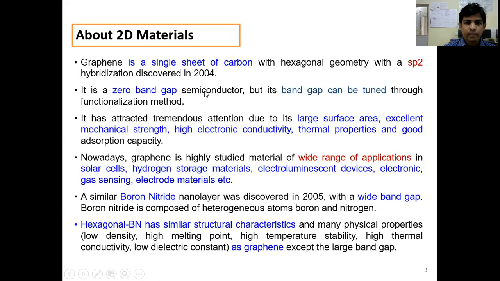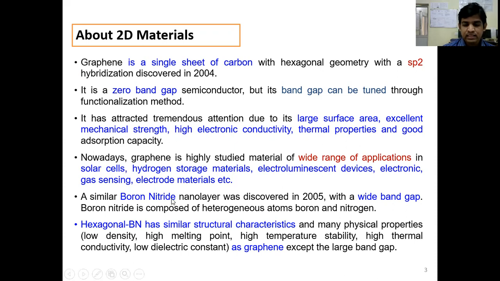As you know, graphene was discovered in 2004. Even being a semiconductor, it shows a zero band gap, and it has a large surface area, excellent mechanical strength, high electrical conductivity, thermal properties, and good absorption capacity. It has a wide range of applications in solar fields, hydrogen storage materials, electroluminescent devices, electronic gas sensors, electrode materials, biohybrids, and in many two-dimensional devices.